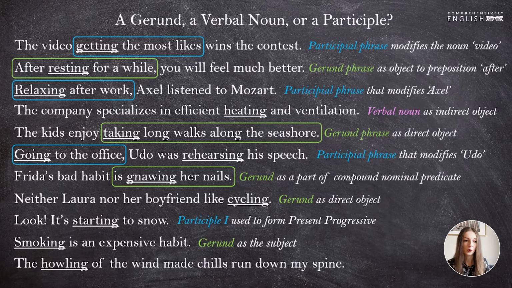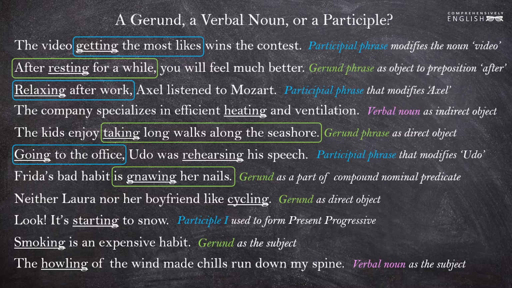The howling of the wind made chills run down my spine. The article the signals that this is a verbal noun. The howling of the wind is the subject of the sentence.